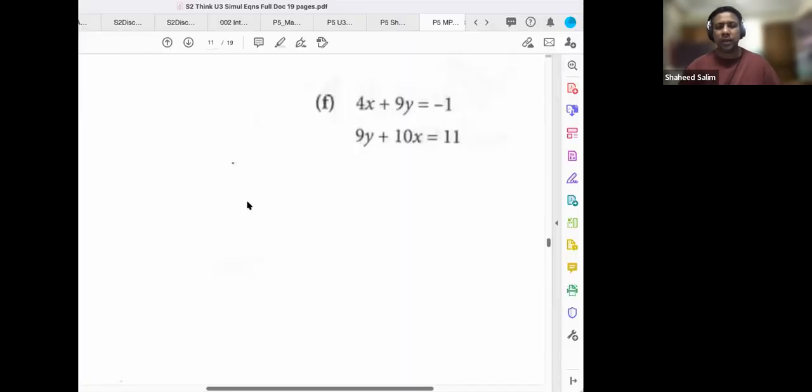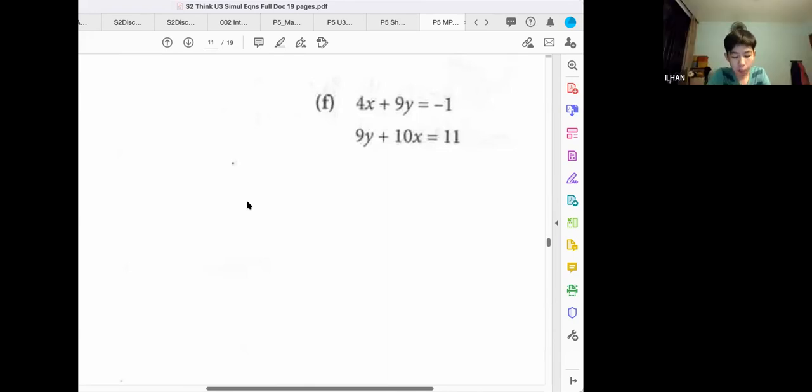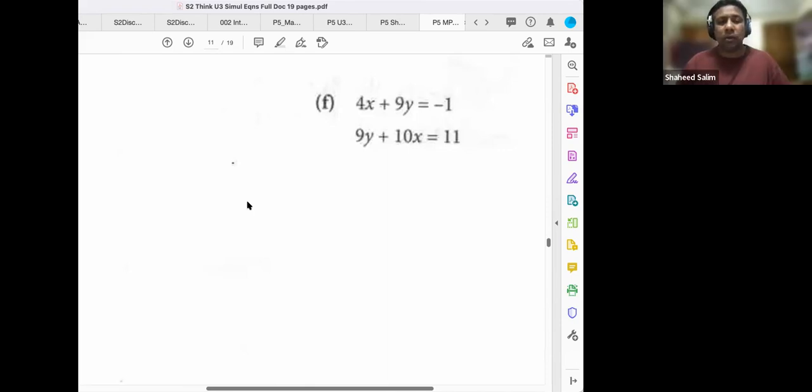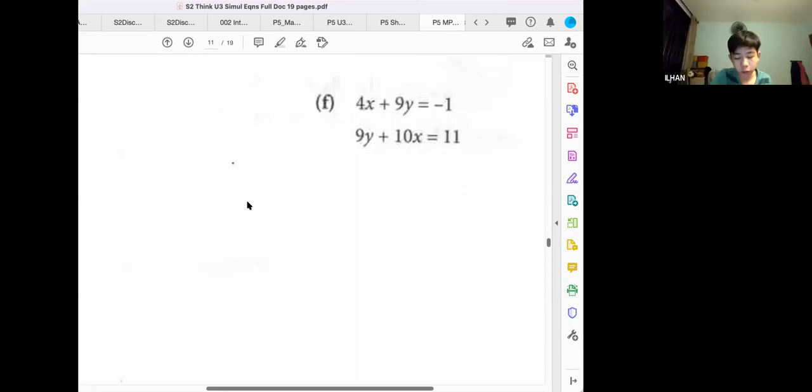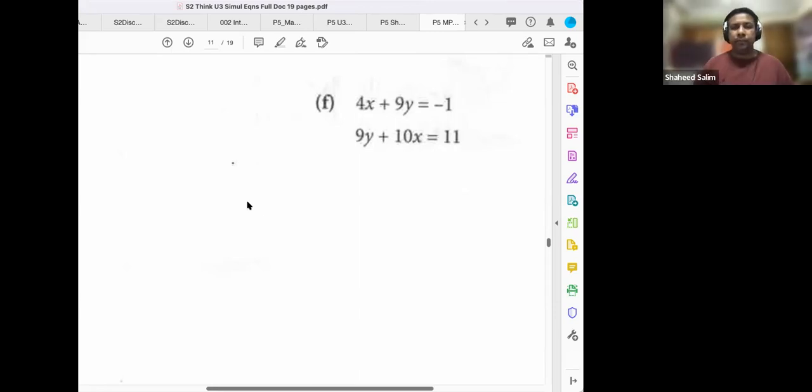Have you gotten the answer? What's the answer for x? I think it's 2. X is 2. Okay, good. And what about y then? You try to substitute, find out what y is. Is it -3? Okay, so let's see.